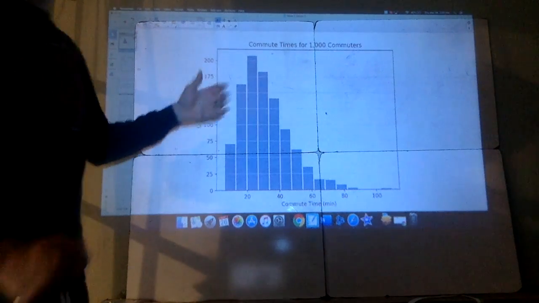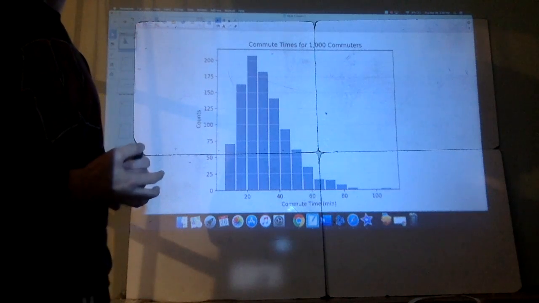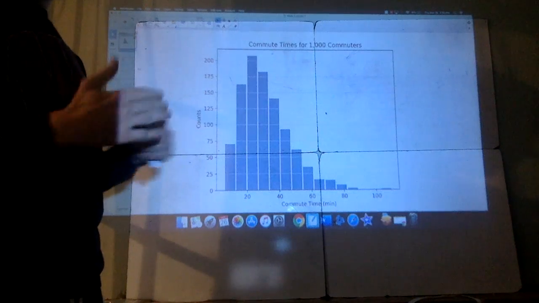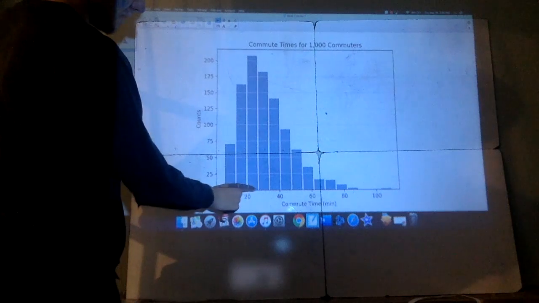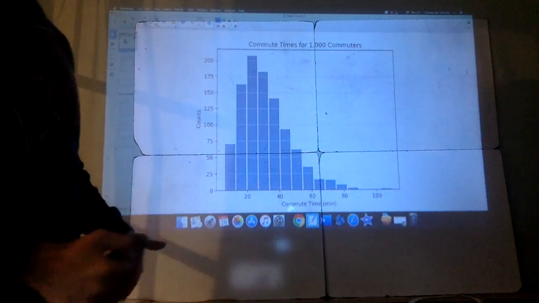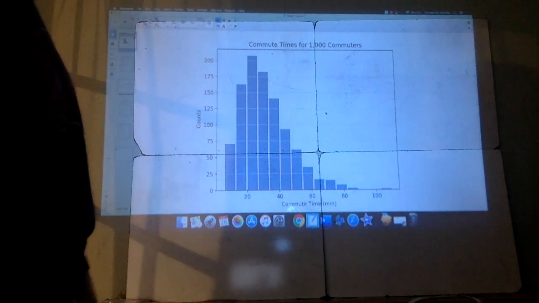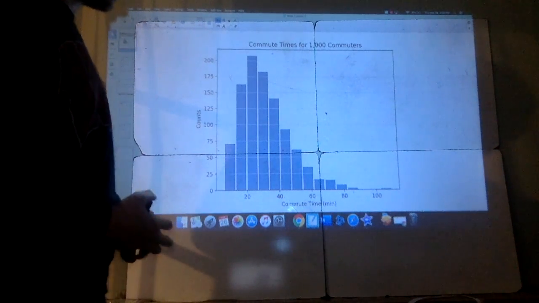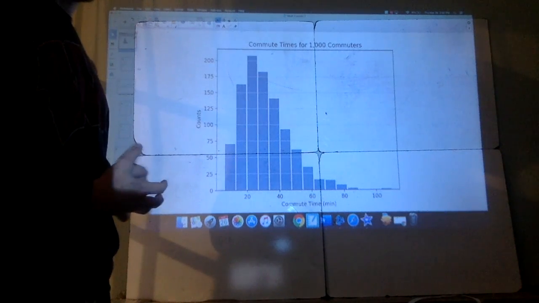So the first thing I want you to do is to look at this graph, analyze this graph, and what we have is our commute time. That means how long it takes someone to get to work. And then our count here is how many people fall into that range. So if you look at this column, most people are between about 20 and 26 minutes. There's a lot of people in that column. So there's about 210 people in that column. So what I want you to do is pause the video, and I want you to write down 3 observations about this data.